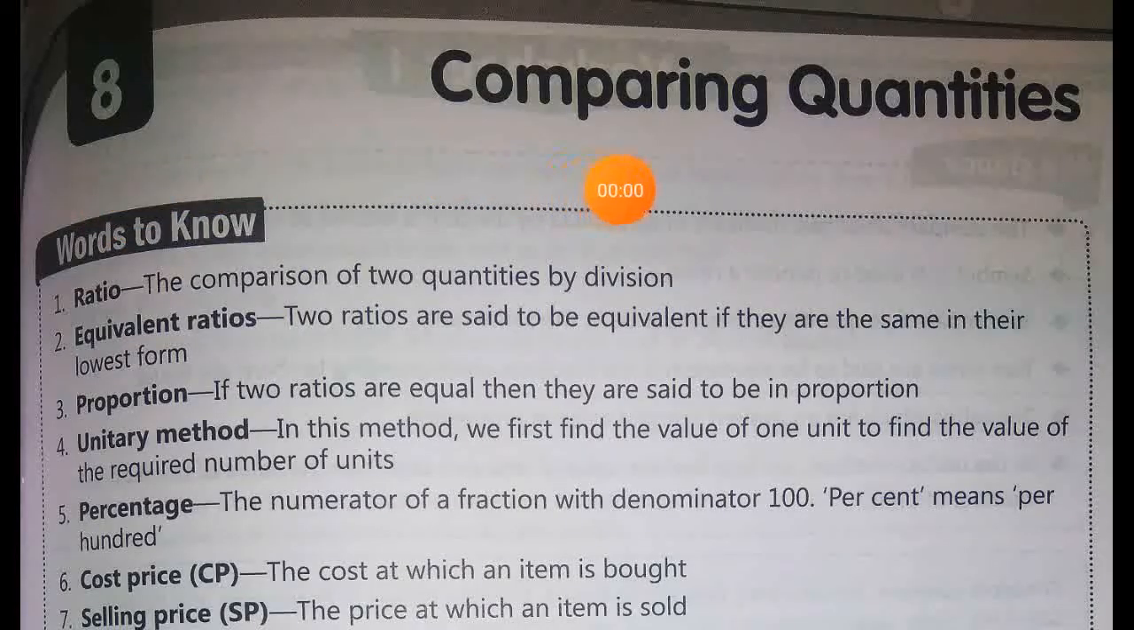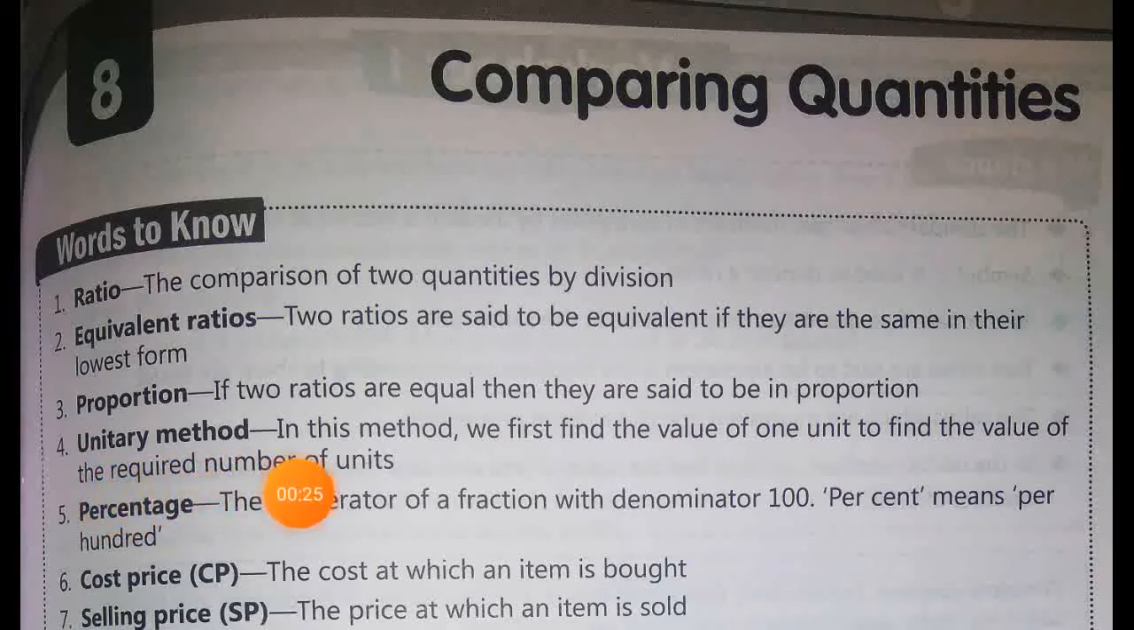Chapter 8, Comparing Quantities. Words to know. The first word is ratio: the comparison of two quantities by division is called the ratio. Equivalent ratio: two ratios are said to be equivalent if they are the same in their lowest form. Third word, proportion: if two ratios are equal, then they are said to be in proportion.